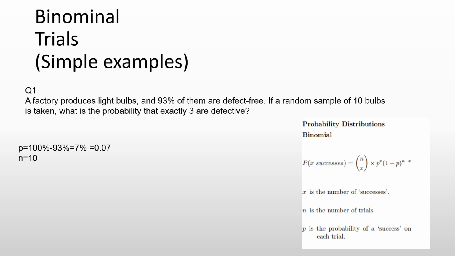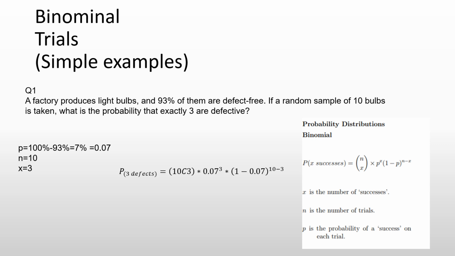N is the number of trials. How many trials do you have? You have 10 light bulbs, so you have 10 trials. X is how many do you want to be successful? How many do you want to be the thing you want? In this case, the thing that I want is defectiveness. I want 3 of them. Once that's there, and I'm saying this for the simple example, you're going to see questions 2, 3 and 4 go much faster because I already explained these things, and we'll just be hunting P and X and we're done. So you have P and N and X, and then you just put them in the formula.